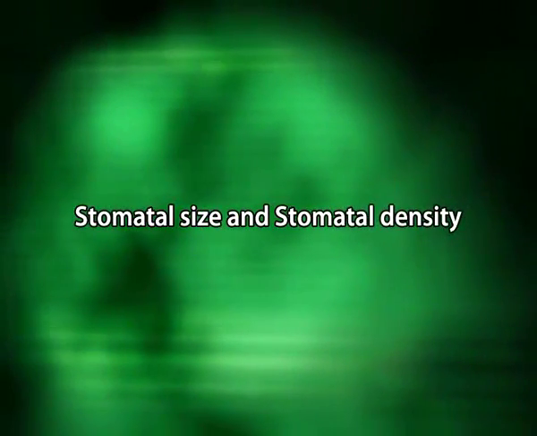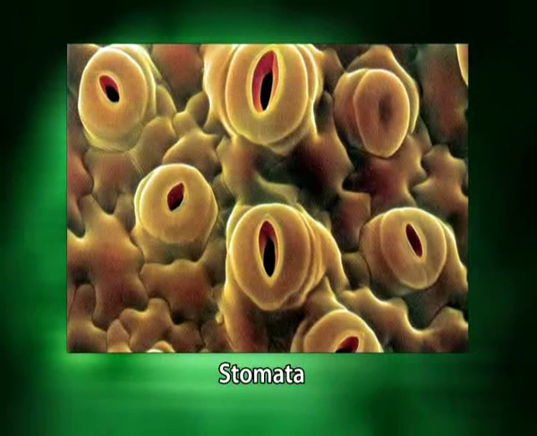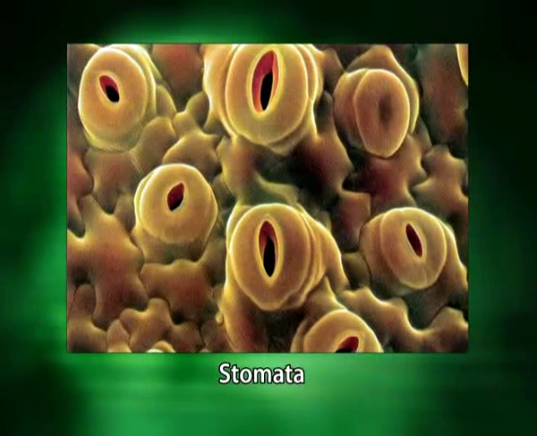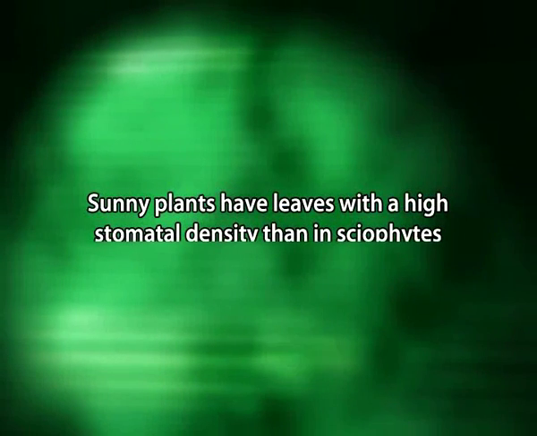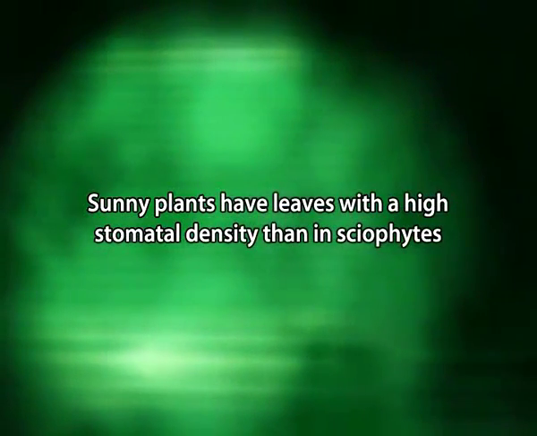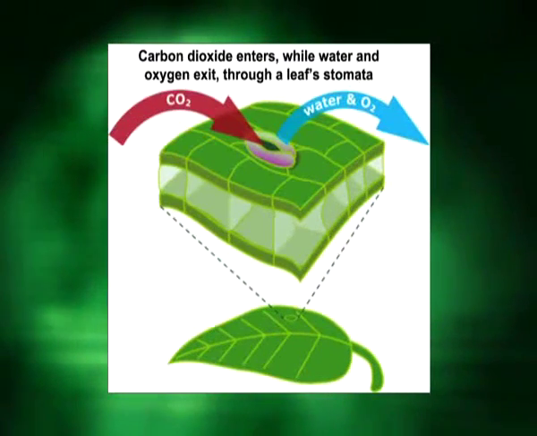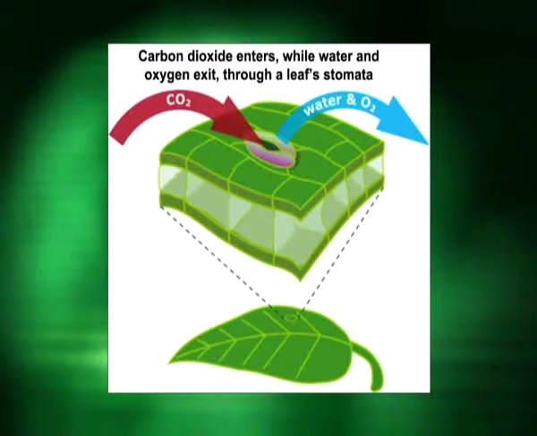One more adaptation is the stomatal size and stomatal density. The plants growing under high light irradiance or sunny conditions have smaller sized stomata in the leaves as compared to the plants which are growing under shade. The sunny plants have leaves with a high stomatal density than in xerophytes, which have a small number of stomata per unit surface. The high stomatal density in heliophytes can be attributed to high rate of gaseous exchange and photosynthesis, which is low in case of xerophytes.